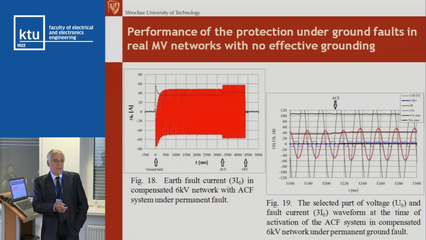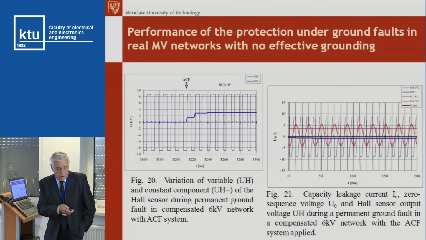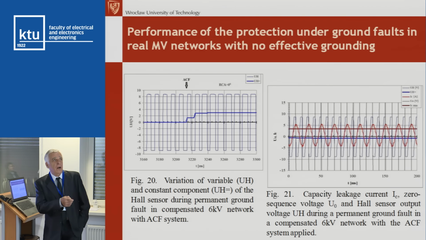Here is an example showing the performance in the 6 kilovolt networks. This is absolutely similar, the same. As you see, there's the ground fault, there's an operation of ACV, and the current is increased. You can compare it, and that worked very well. And here you see the operation: there's a DC component of the Hall sensor after the operation of ACV, with an increase of current.